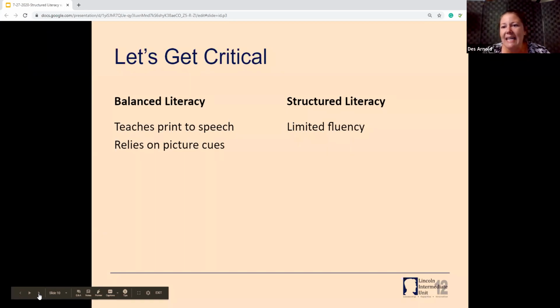Decodable readers have really stepped up recently, and you can find some pretty good decodable readers. Voyager Sopris has some pretty great ones. You can find them all over the place. I know a lot of times when we think decodable readers, we think Bob books, and then we think, oh, I've got a 3rd grader. They can't read that. But decodables have really come a long way.